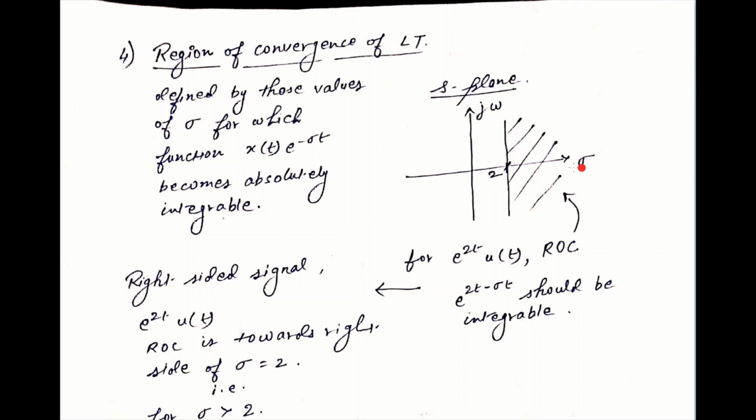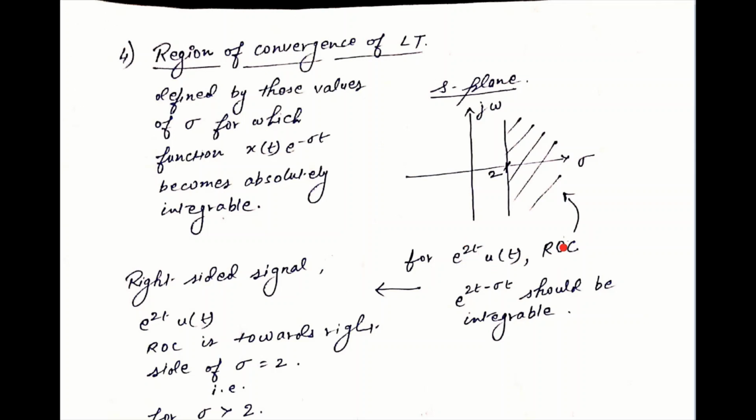this is the S plane. This x axis is sigma, y is the j omega axis. So for sigma equal to 2, I have drawn this region of convergence on the right hand side of this sigma. That is, the region of convergence exists for sigma greater than 2. So take an example like e raised to the power 2t u(t).